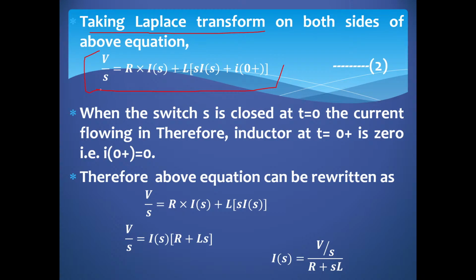After that, you must mention that at t equal to 0, the initial current is 0. As soon as the switch closes, at t equal to 0 plus, the initial current is 0. Therefore, V by S is equal to R into I of S plus L into S I of S plus 0. If you further take I of S common, you will get this, and from that you will get an expression for current. The expression for current is this.